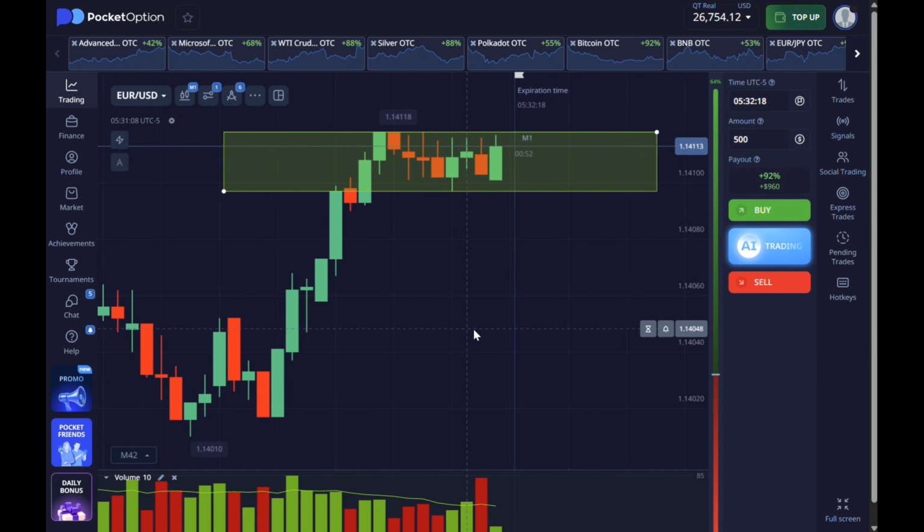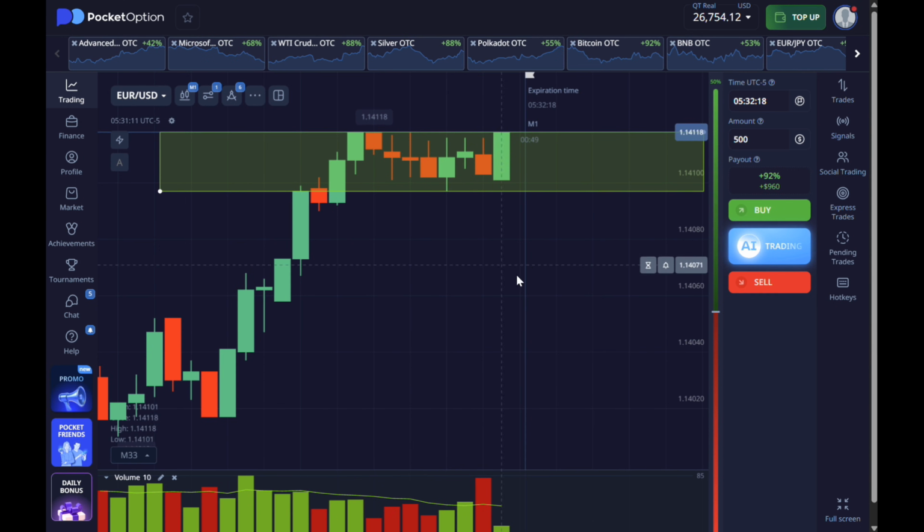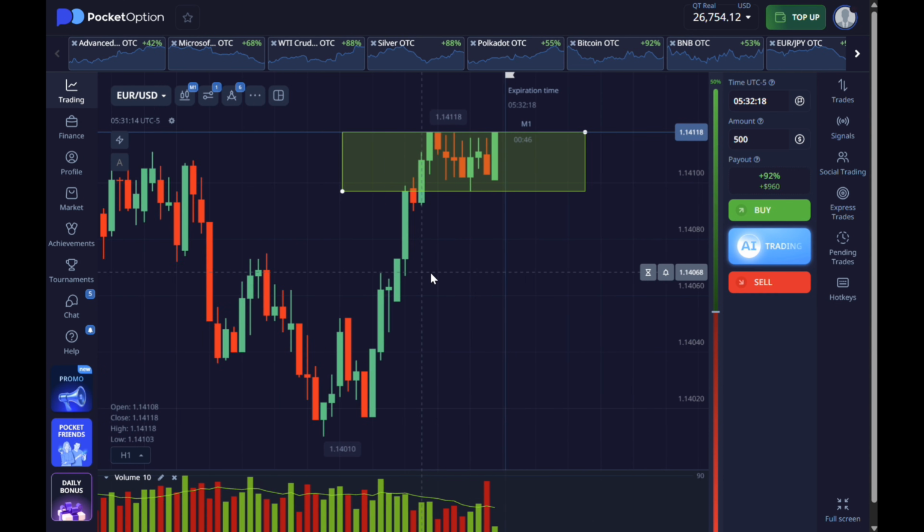Now, look, I've placed a rectangle box here where consolidation is happening. Okay. Multiple rejections are forming a pattern here.